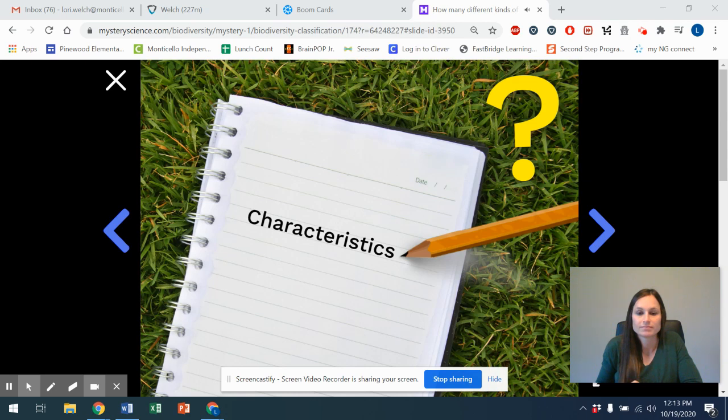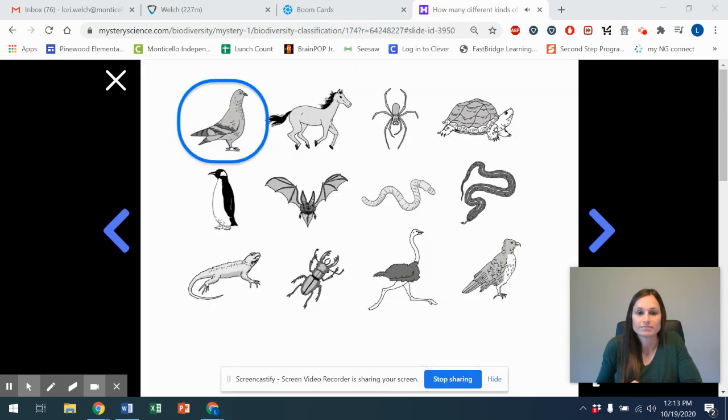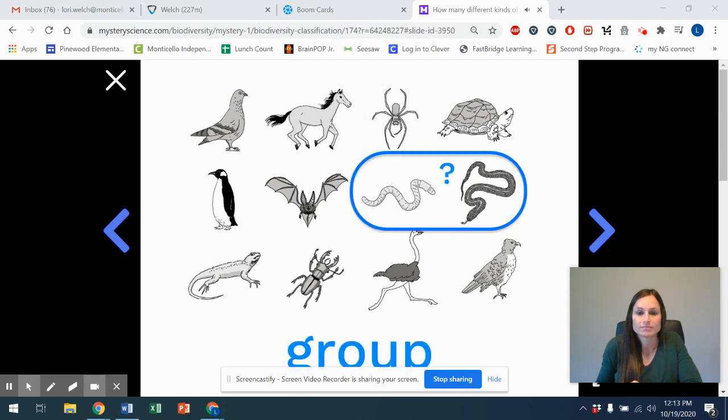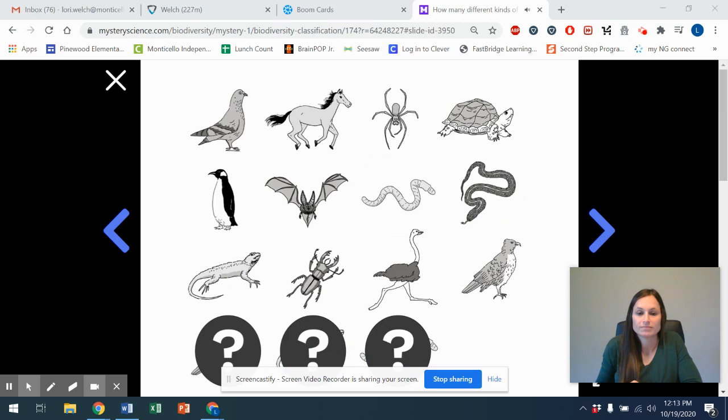To do that, you're going to look at familiar animals like pigeons and horses and spiders. You'll figure out how to group animals together by thinking about how these animals are alike and how they're different. Then you'll get cards that show new mystery animals, and you'll have to figure out where each one of them belongs. I'll show you how to get started, step by step.